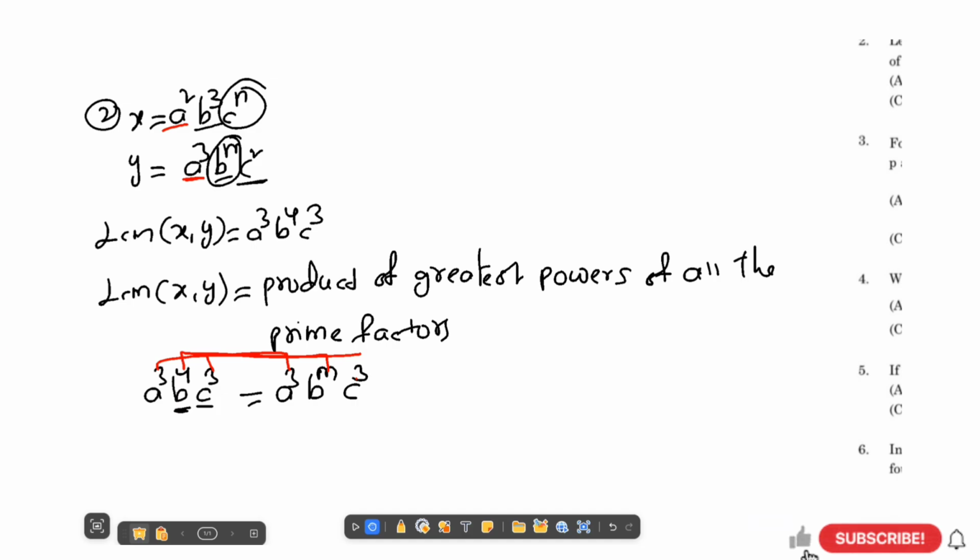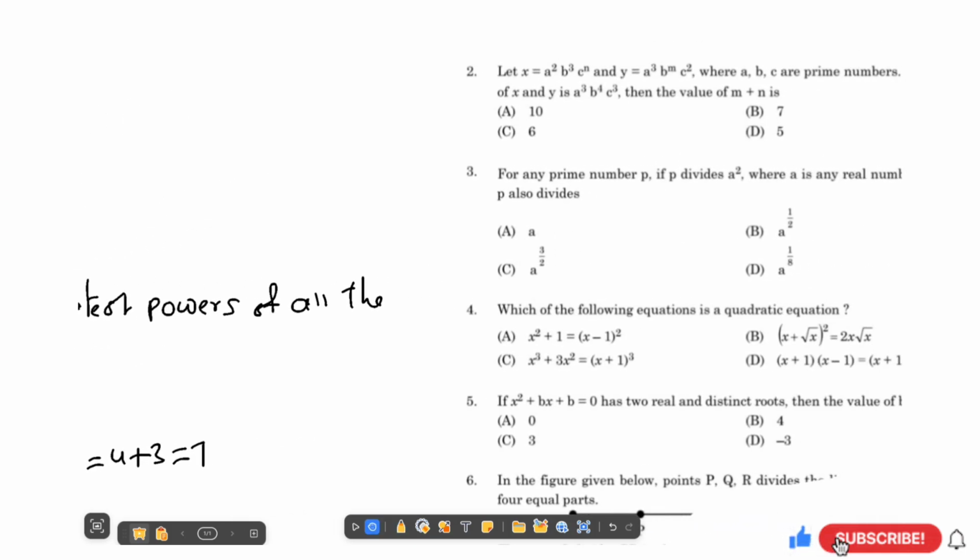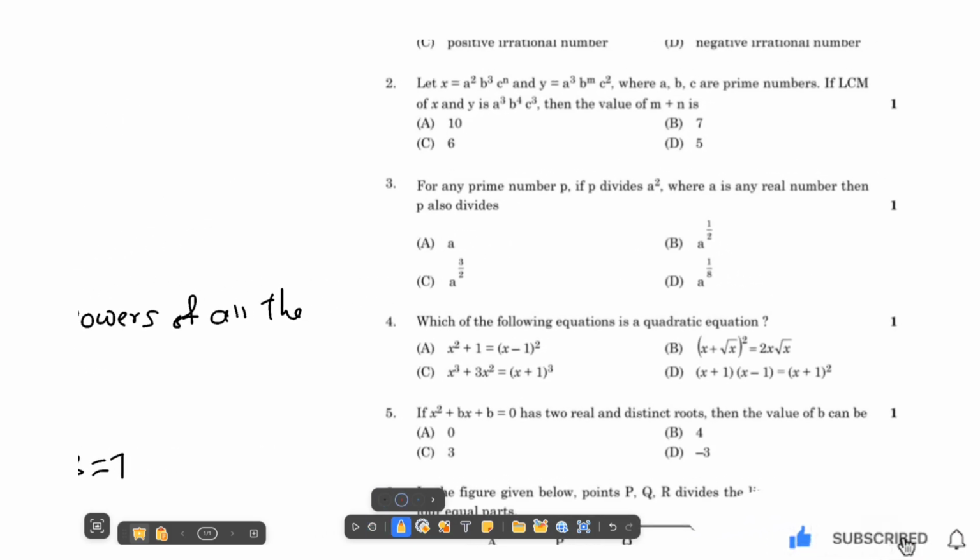C power n. This one is c power n. Yes. So now in place of 3 we have n. So m is 4, n is 3. So what we have to find? We have to find the value of m plus n, which is equal to 4 plus 3 is equal to 7. So 7 is the right answer. So where is that 7? So in the second question, option B is the right answer.